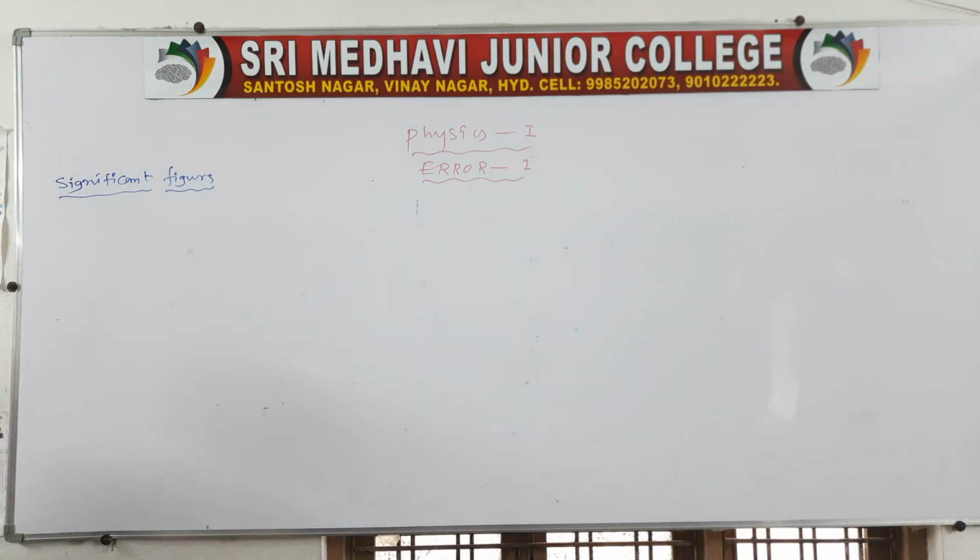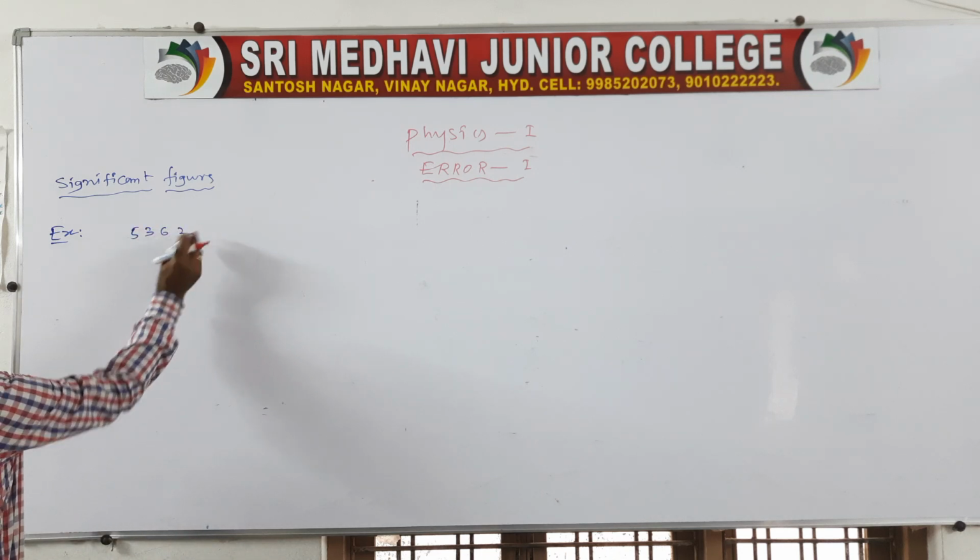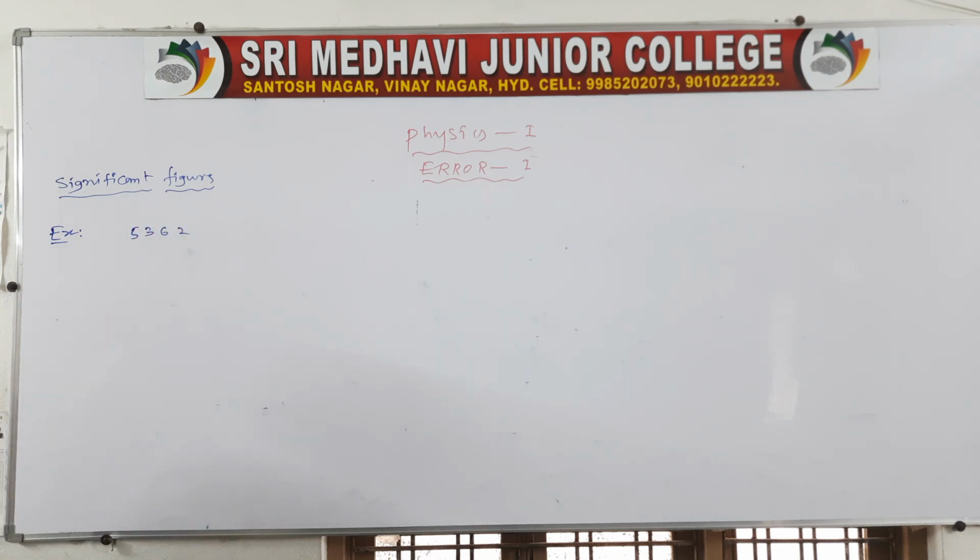See, if there are no decimals. Now I am giving an example without any decimals. Suppose I give a number like 5362. This is a worthy number. Not only 5362, any number you take must be trustworthy, without any uncertainties, and we can call it significant.